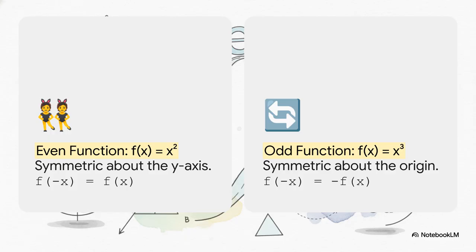You probably remember this, right? An even function, like x squared. It's a perfect mirror image right across the y-axis. What that really means is that f of negative x is the exact same thing as f of x. Then you've got your odd functions, like x cubed, which has that cool rotational symmetry around the origin. And for those, f of negative x turns into the negative of f of x. So the whole deal here is the relationship between what happens when you plug in a negative x.